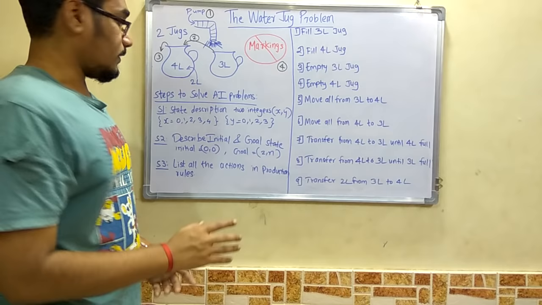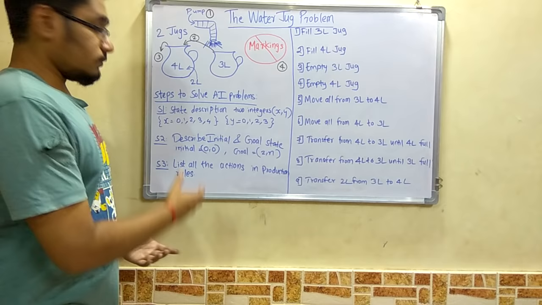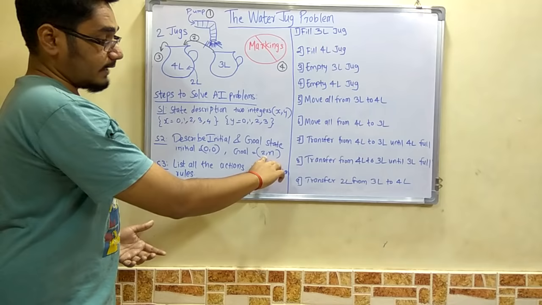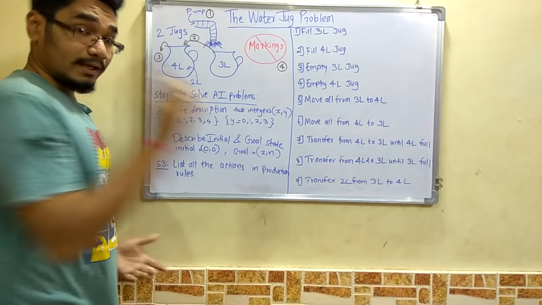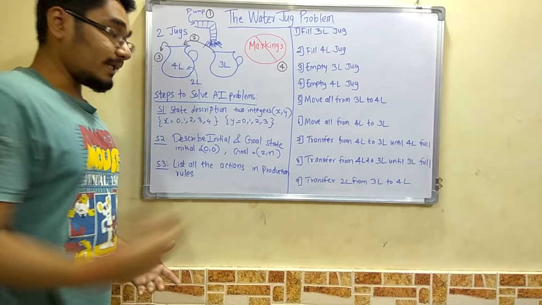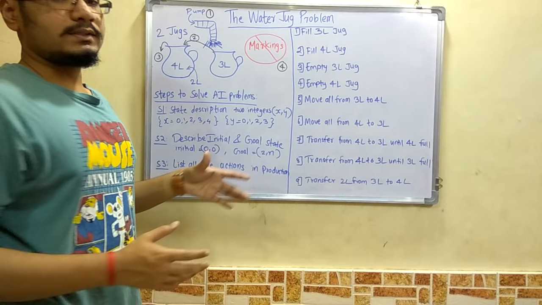The next step is to describe the initial and the goal state. Here the initial state would be (0, 0) and the goal state would be (2, n). 2 means 2 liters of water in the 4 liter jug. X denotes the 4 liter jug and Y the 3 liter jug. So in the 4 liter jug you have to get exactly 2 liters, and in the 3 liter jug it can be anything. Our final goal is to get 2 at the X place and any value at the Y place. That's why it is denoted as n. So this is the goal state.